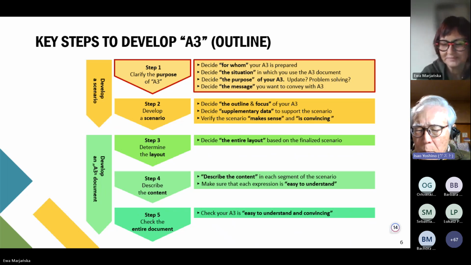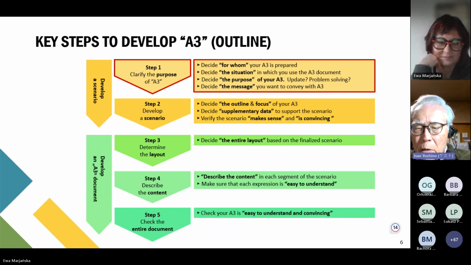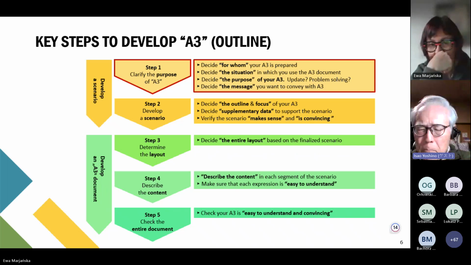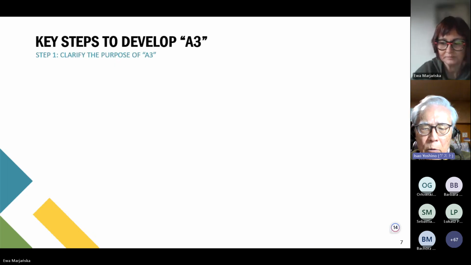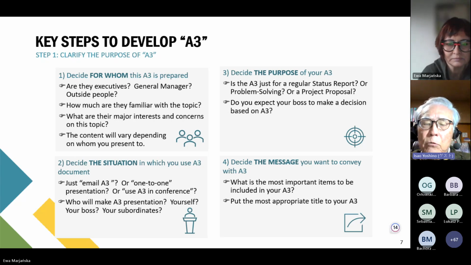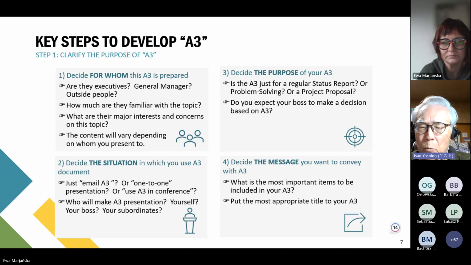Okay, take a look at page 6. I already talked about it. Page 6, step 1. Step 1 is very important: why you prepare this one. Then page 7, I already talked about it. There are 1, 2, 3, 4 items. One is for whom, which I already talked about. Second is situations. Situation means a one-to-one situation, or a big meeting room, or how you do this. So situation sometimes is important.